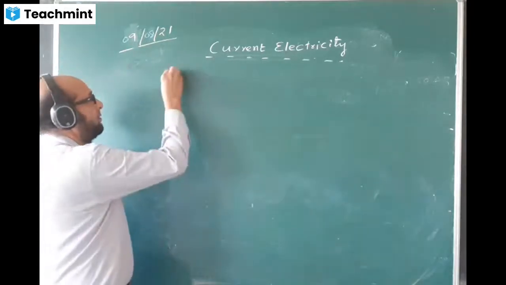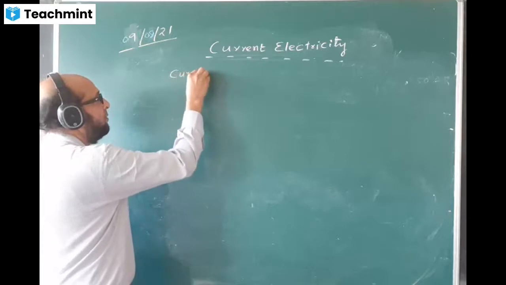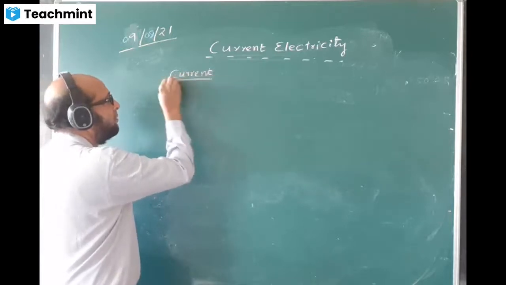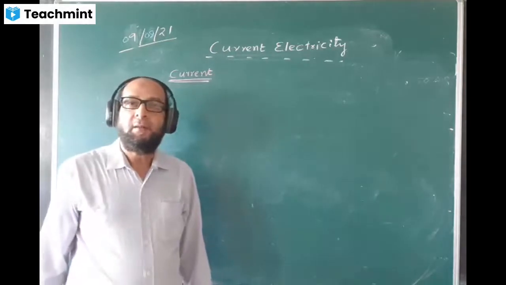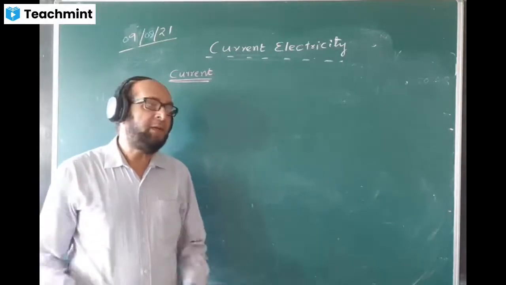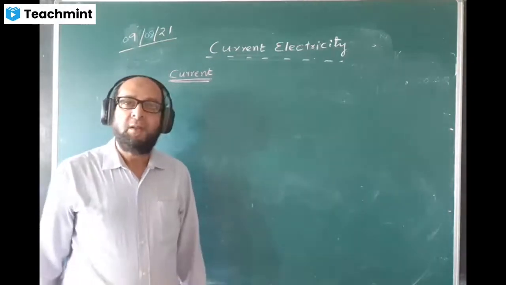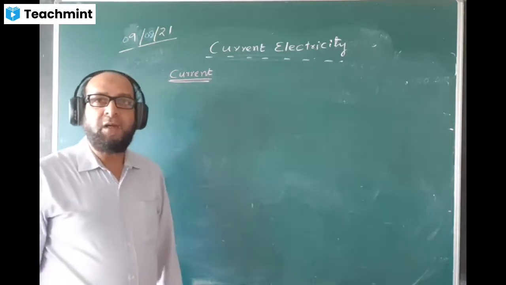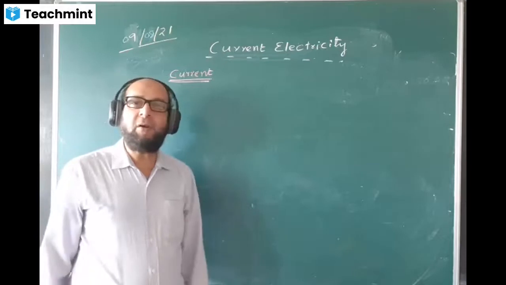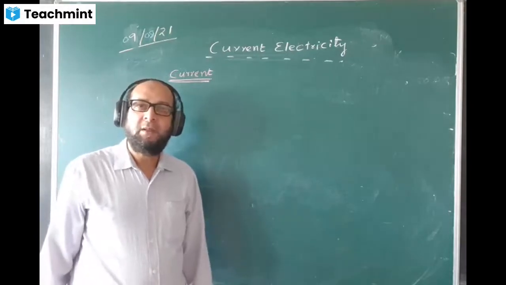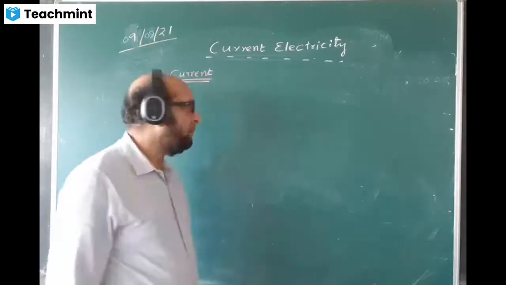So, the first thing you should know, I think you all know that in lower classes also you have studied: what is current? Definition of current. We say the rate of flow of charges is called current. You can write it down: the rate of flow of charges is called current. Okay.